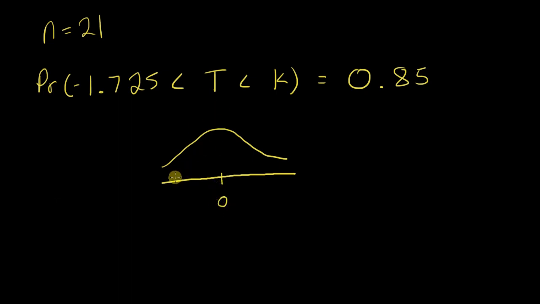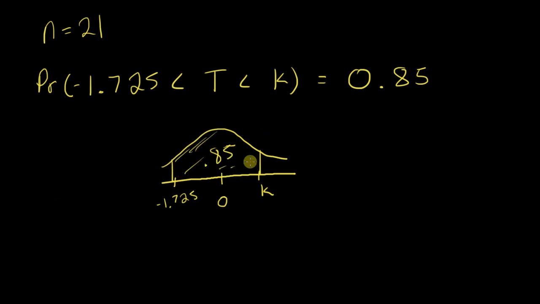Okay, and then we have over here negative 1.725. I can assume k is positive just because the area between these two is 0.85. So k has got to be somewhere over here. If it was somewhere right here, then that'd be less than half of the distribution, right? Remember, half of the distribution is less than 0, half of it's more than 0. So k is somewhere over on the positive side.